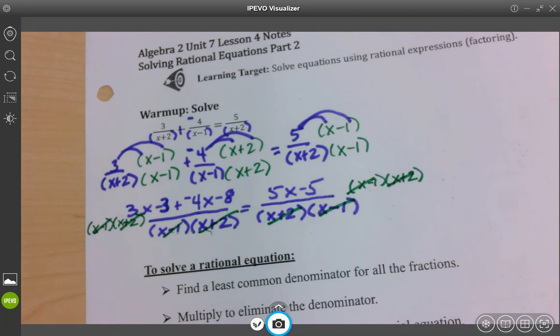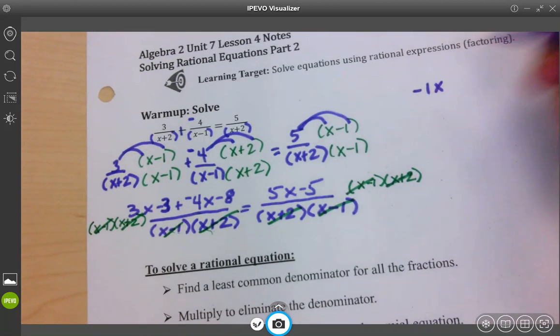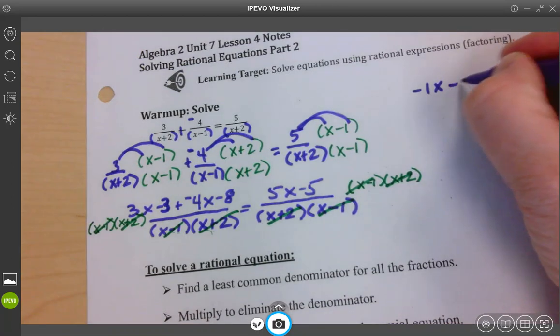I can combine like terms on the left. So 3x minus 4x and negative 3 minus 8.